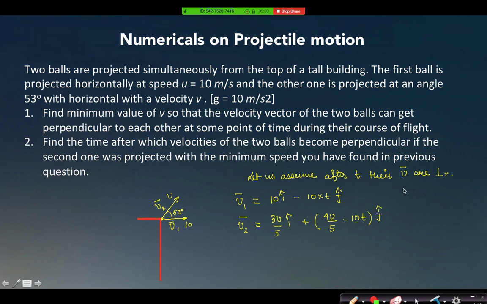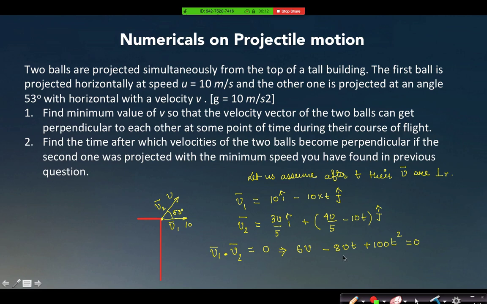Now as the question says that they are perpendicular to each other, we have to find the dot product of these two vectors. If they are perpendicular, what should be the value of the dot product? 0, right. So if you do the dot product, what do we get? 30v by 5, that is 6v, minus 8vt by 5, 8vt, plus 100 t square. So that is equal to 0.